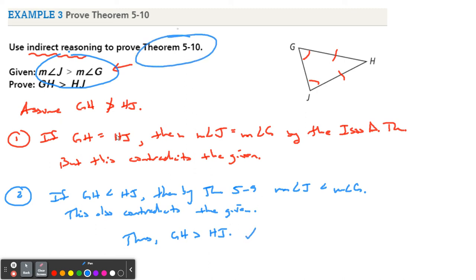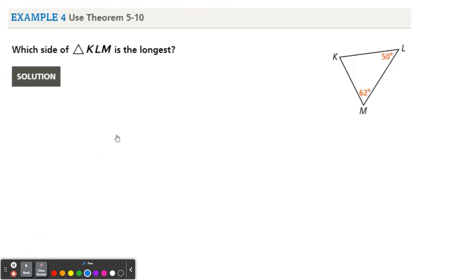And Theorem 5.10, which we'll talk about in a couple slides, is actually the converse of Theorem 5.9, right? This one starts with the angle measures leading to the order of the side lengths. So it's just reverse order. I find it interesting how they haven't explained that to you yet, but, discovery learning, right? That's what it's all about. So let's use the idea. Which side of triangle KLM is the longest? We're going to use the angle measures to see which one is the longest. They give us two angle measures, so I don't know what that third angle measure is, but I think I can find it. So that's step one.